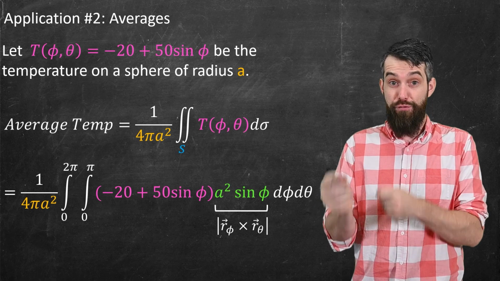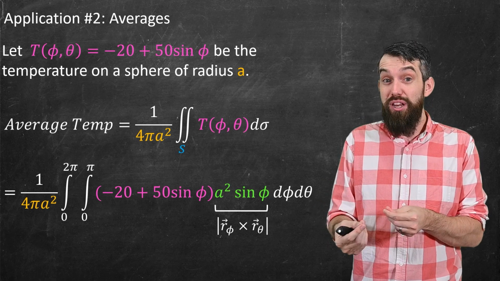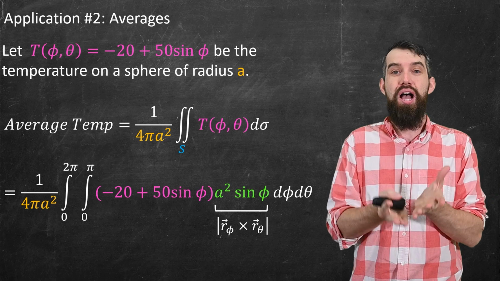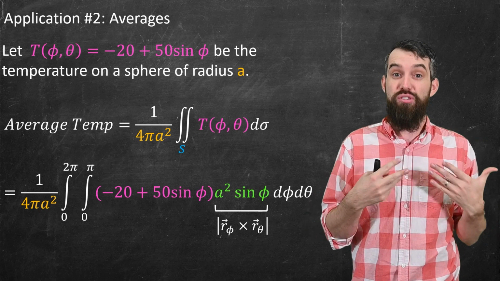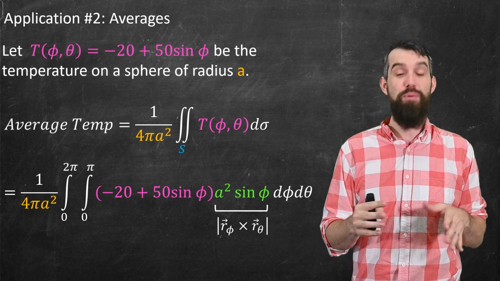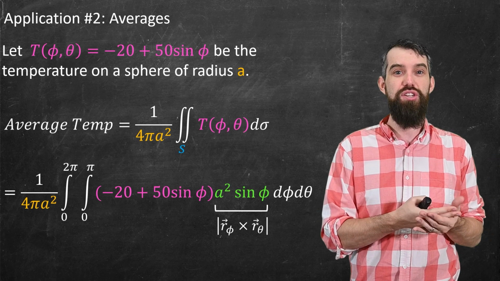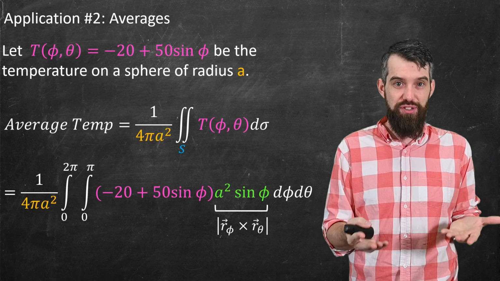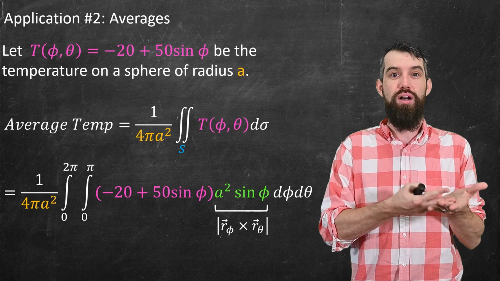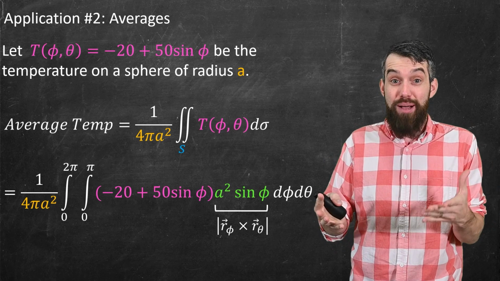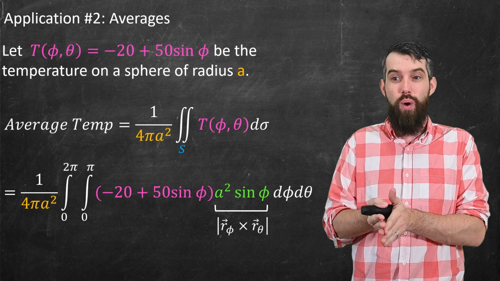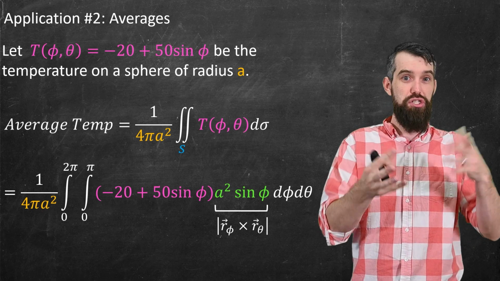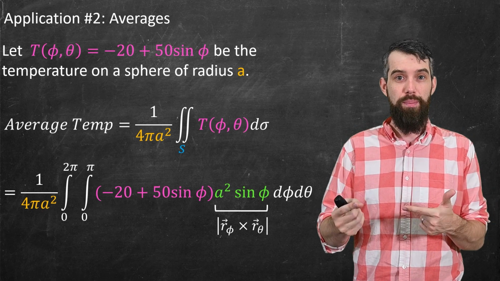And we computed that before. In a previous video, we computed the surface area of a sphere. We had parametrically described it in exactly the same way, and we came up with this formula that we need when talking about surface area parametrically. It's the r phi cross r theta. That exact thing comes up in surface integrals as well. Since I've already computed it, I'll just assert it for you. It was a squared sine phi.